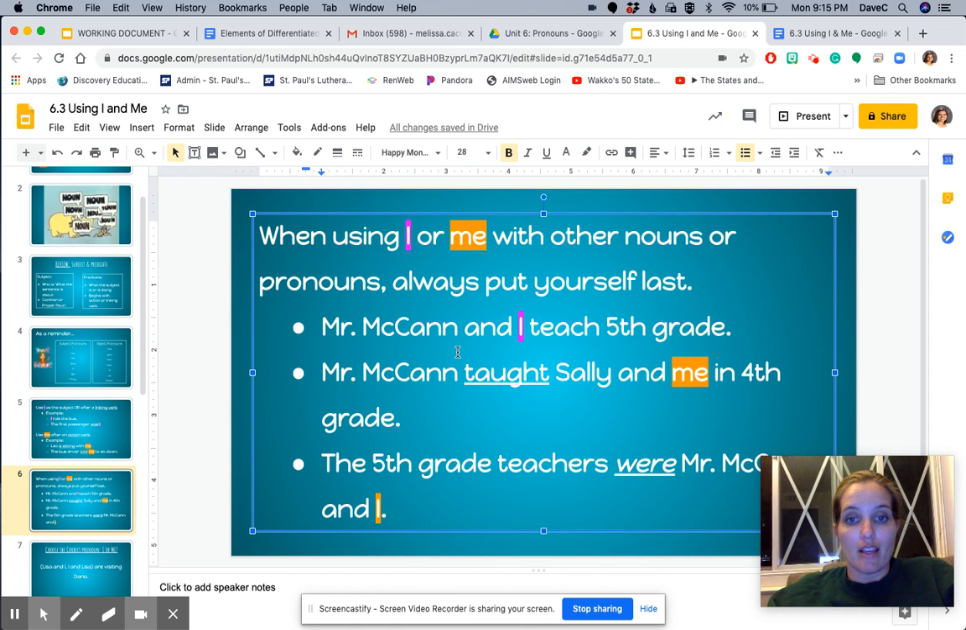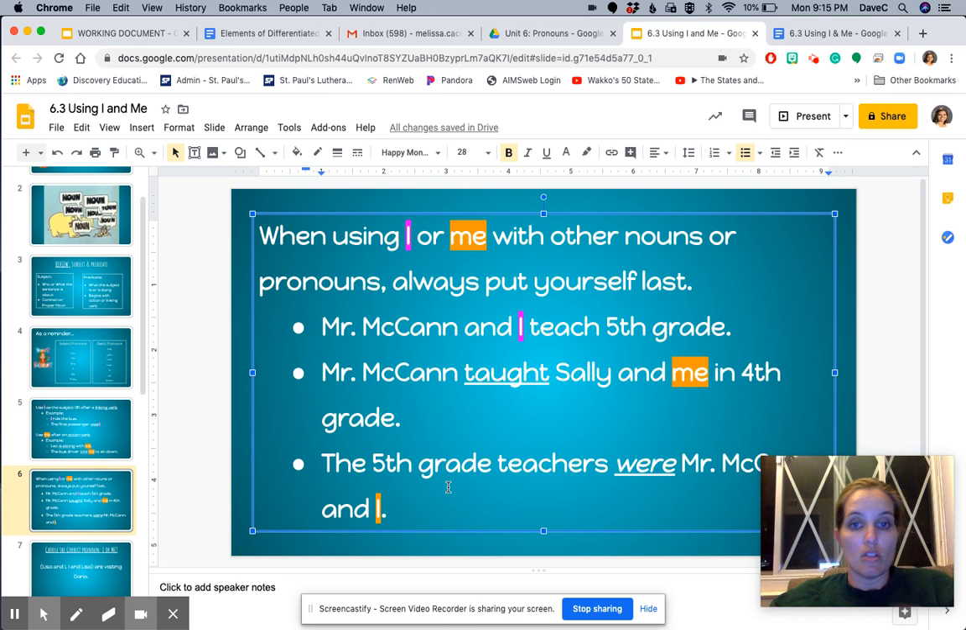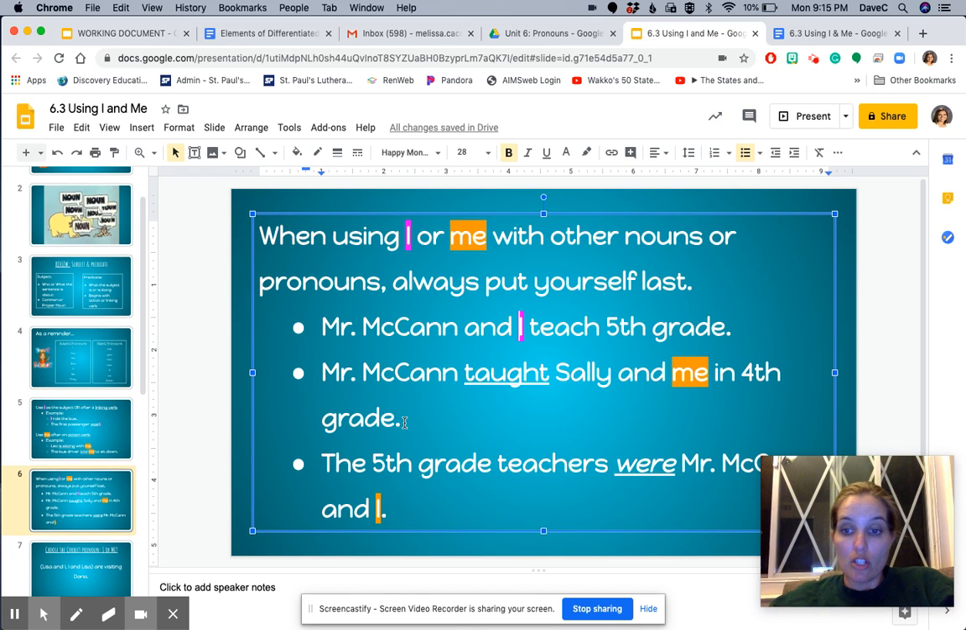Now, you obviously can't take it out like I did, but you can cover it up with your hand, or you can just visually take that part out of the sentence. And sometimes that can help. So instead of saying Mr. McCann taught Sally and me in fourth grade, if you were not sure, you could say Mr. McCann taught I or Mr. McCann taught me. And it makes it a little bit easier to determine if you get stuck.